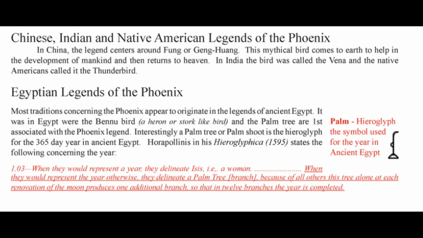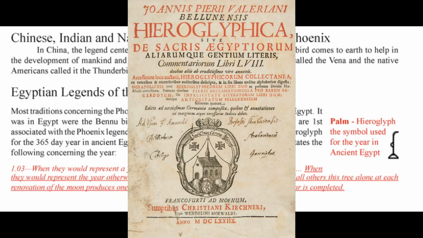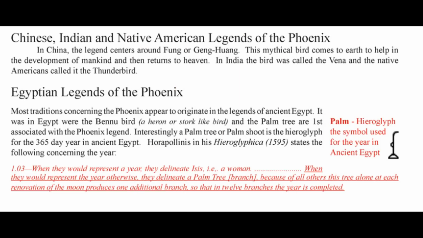Horapollo in his Hieroglyphica, 1595, again states the following concerning the year: when they would represent a year, the daily Isis. Okay, so we already read this right before, so that's from the Hieroglyphica. As you can see right here towards the right, the palm tree, the hieroglyph, the symbol used for the year in ancient Egypt. You can see what it looks like.